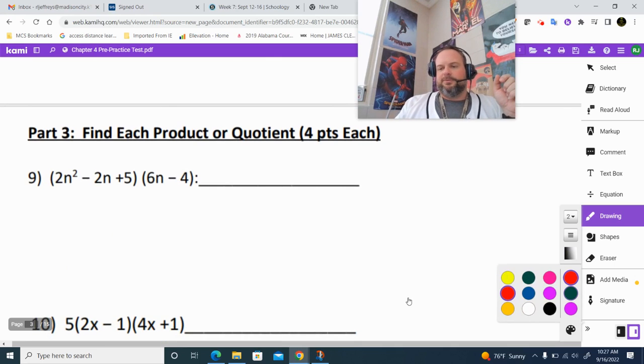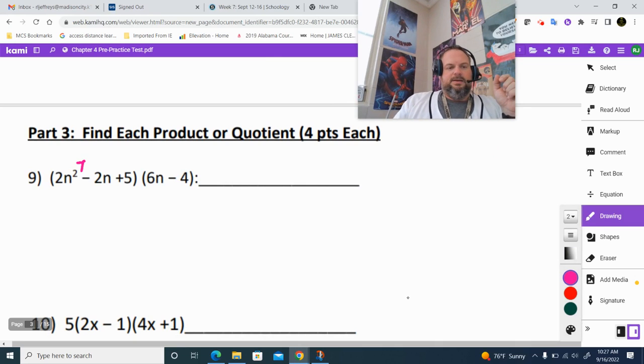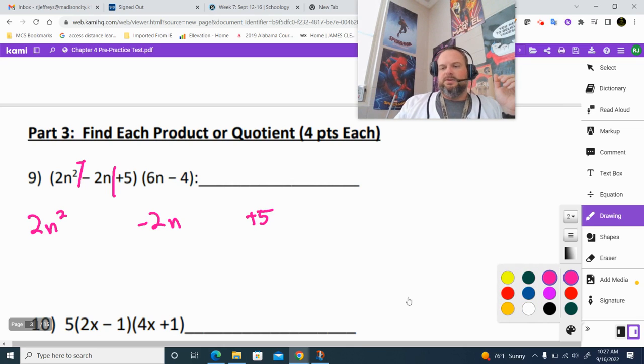All right. Part 3, you can cut it like this and do like a triple distributive property, or you could do a box method if you wanted to. There's multiple ways to do this one.